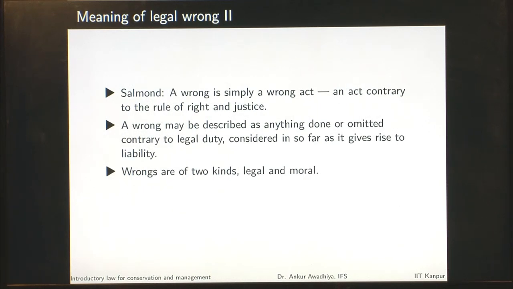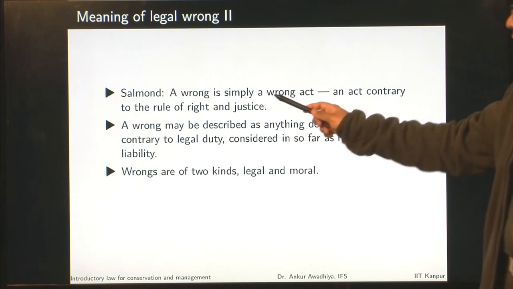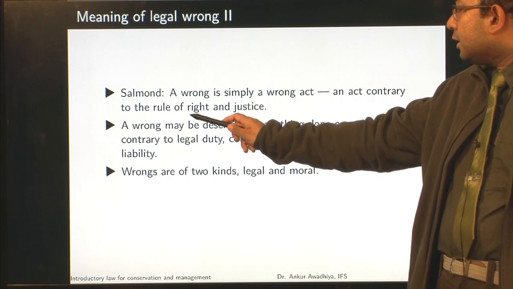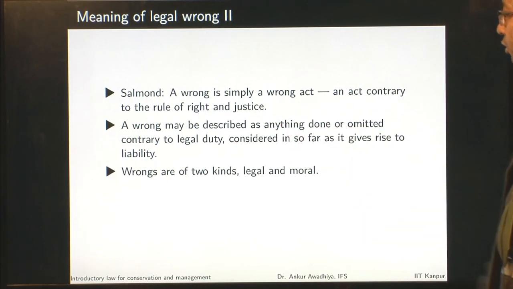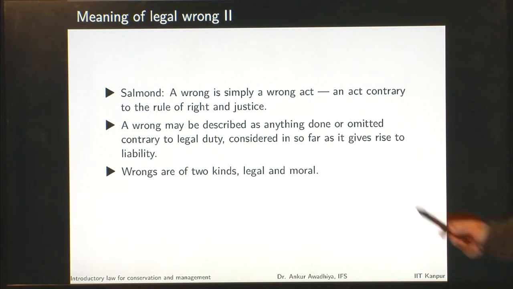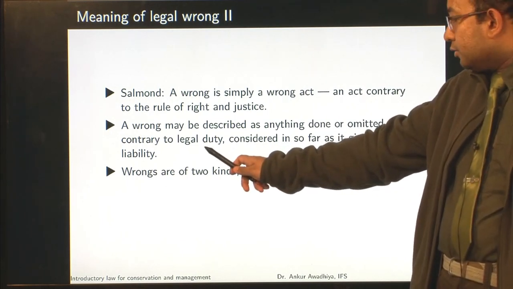Now, Salmond has this to say about wrongs. A wrong is simply a wrong act, an act contrary to the rule of right and justice. So basically, wrong is just a violation of, or something contrary to, right and justice. And a wrong may be described as anything done or omitted contrary to legal duty, considered in so far as it gives right to liability. So wrong is a violation of the legal duty as well.